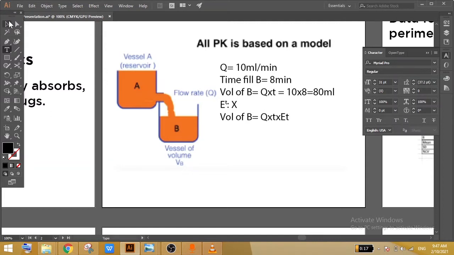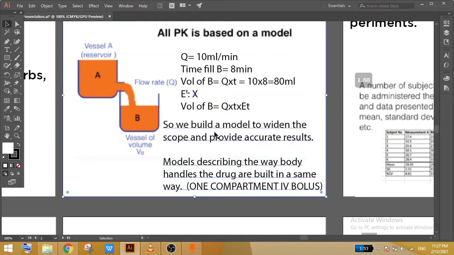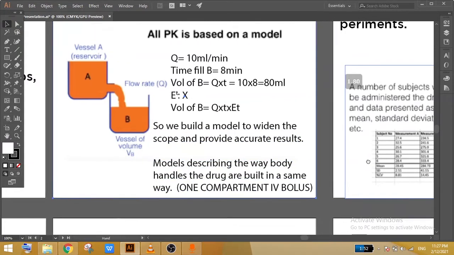This was what I really wanted to tell about models. We build simple models and then we build over those models. We build models to widen the scope of our experiment and provide more accurate results. In a similar fashion, pharmacokinetic models are built, which tell us how our body handles the drug. There are simple models, ranging on to much more complex models. But for my part of this presentation, I will only be discussing the IV bolus model, the one compartment IV bolus model.